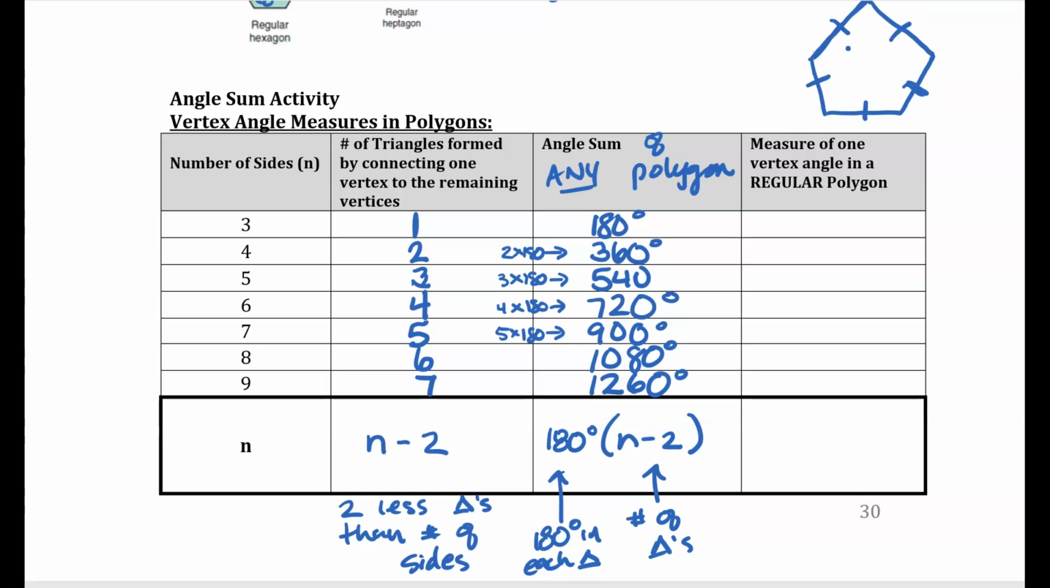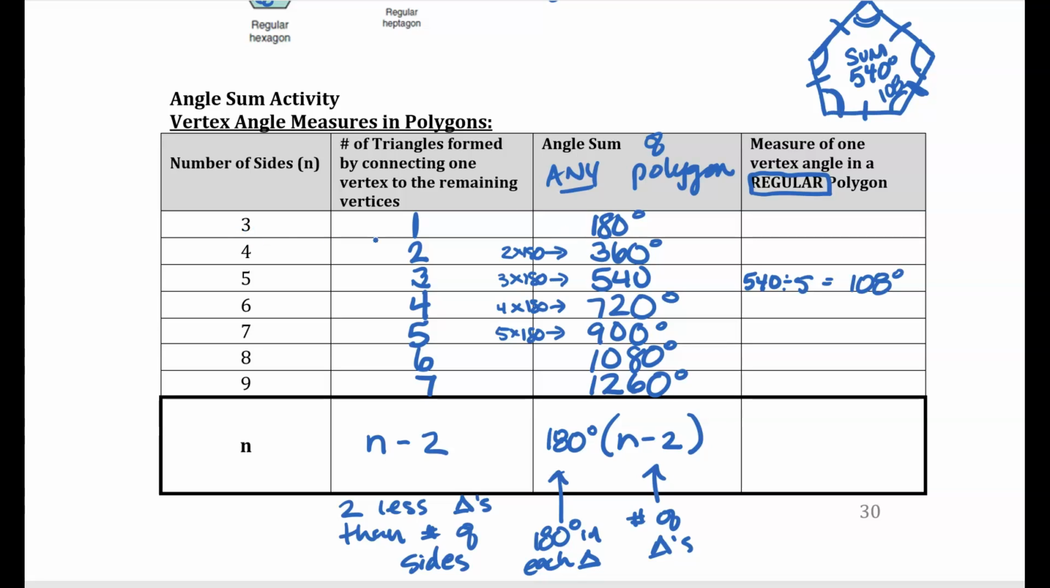And so if I know that the angle sum of a pentagon is 540 degrees, and I know since it's regular that all of these angles are the exact same measure, all I have to do is take 540 and divide by 5, and that'll give me the angle measure of one vertex angle. So we know this is 108, and this is 108, and 108, and 108, and 108. This only works if it's regular, because if it's not regular, these are all different measures that add up to 540. So let's keep going.